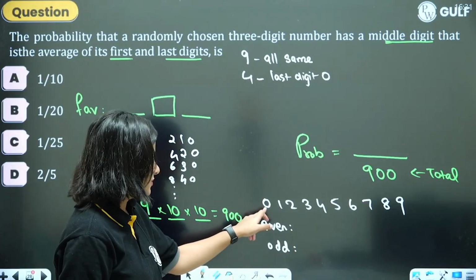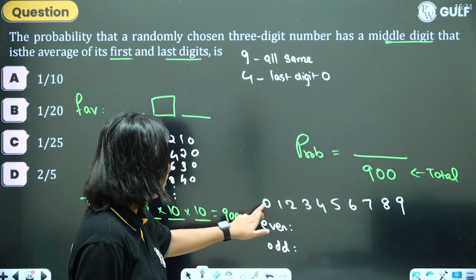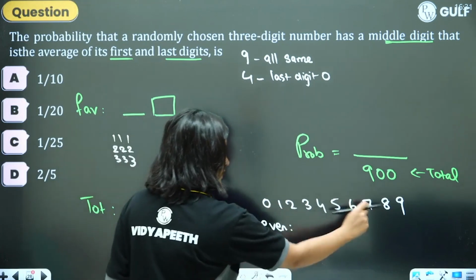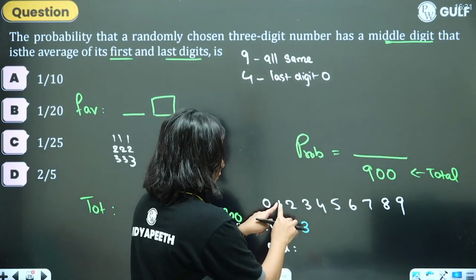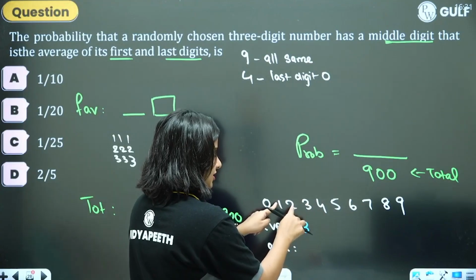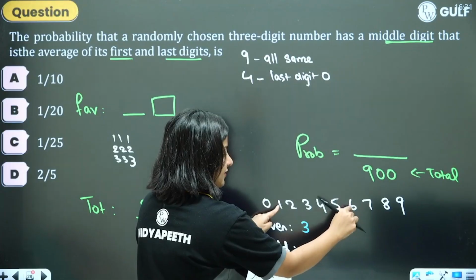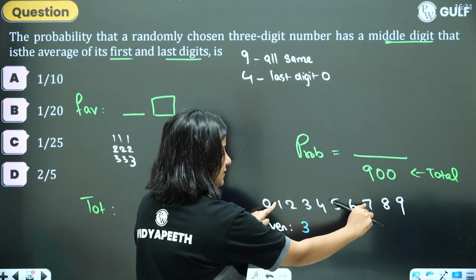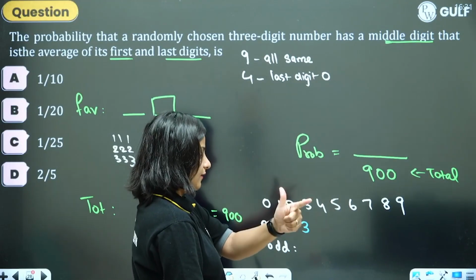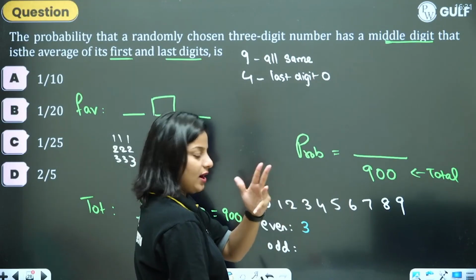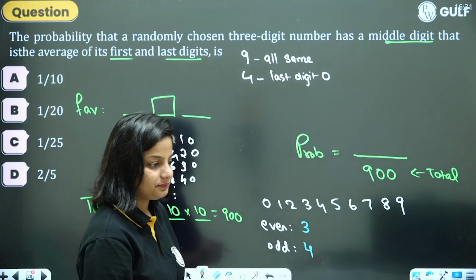0 case, 0 cannot be the first number. We have already decided. So 0 I'm not taking. So for even there are 3 cases. Similarly count for odd now. 1 and 3. Average of 1 and 3 is 2. 1 and 5. Average of 1 and 5 is 3. 1 and 7. Average of 1 and 7 is 4. Average of 1 and 9. So how many cases are there? 1, 3, 1, 5, 1, 7, 1, 9. There are 4 cases. Correct?